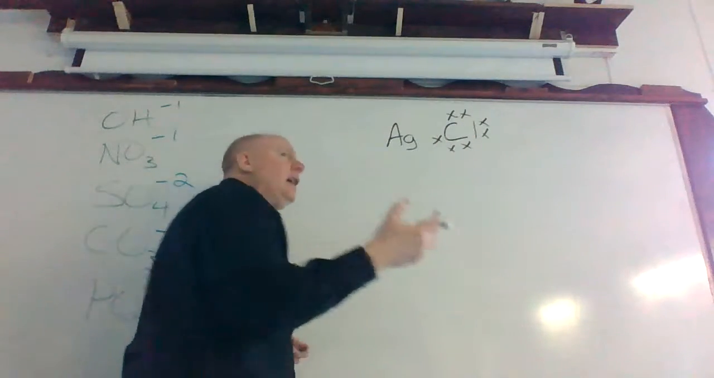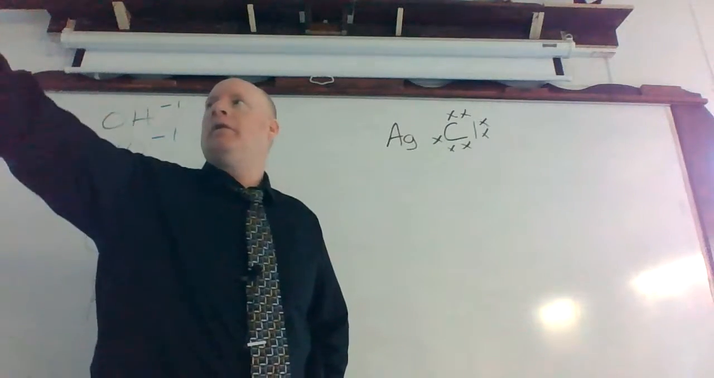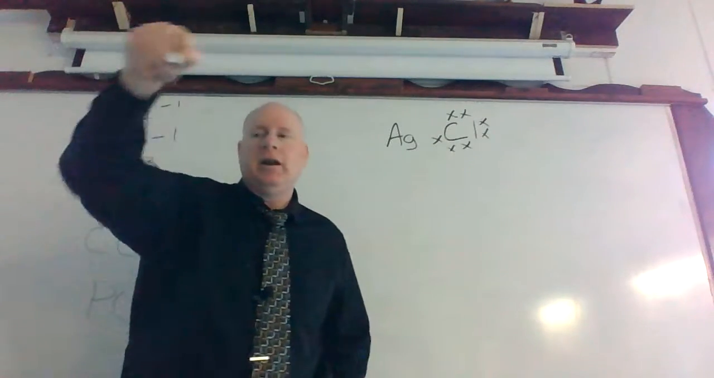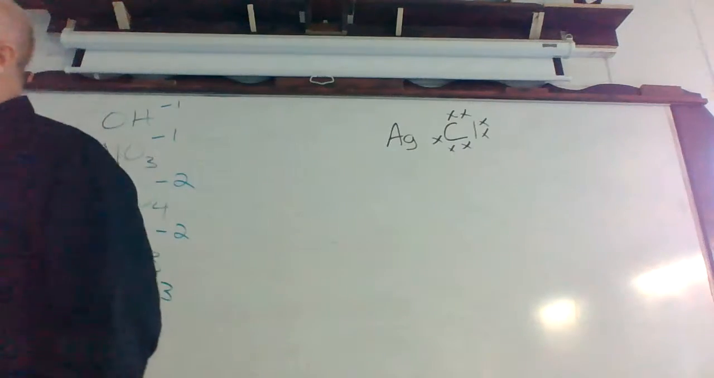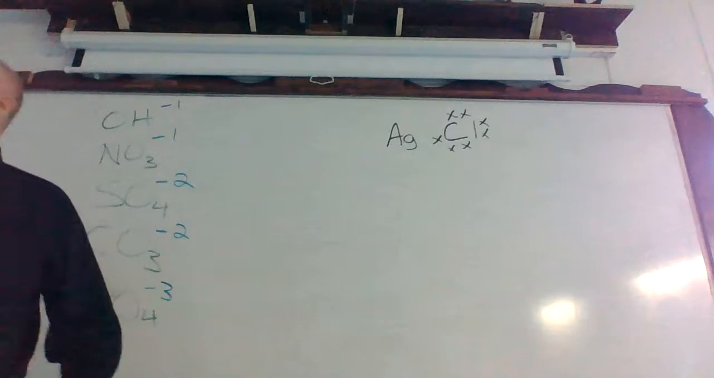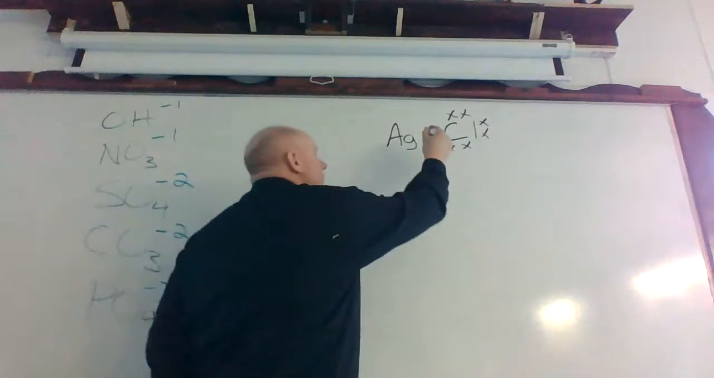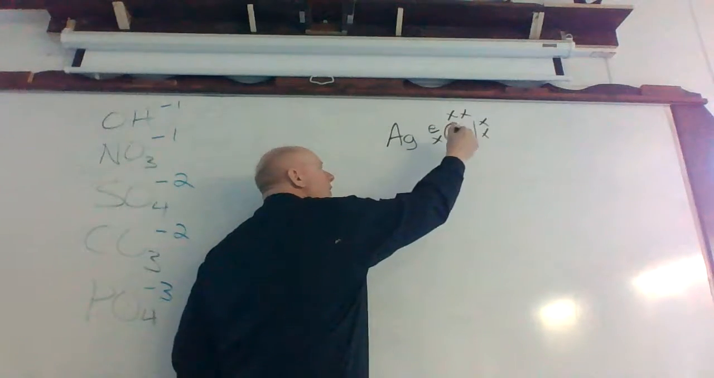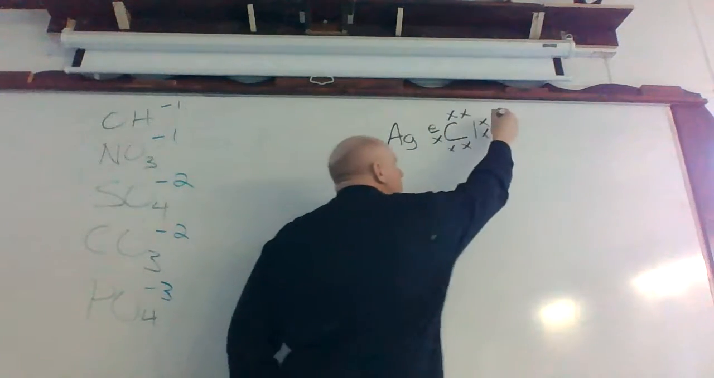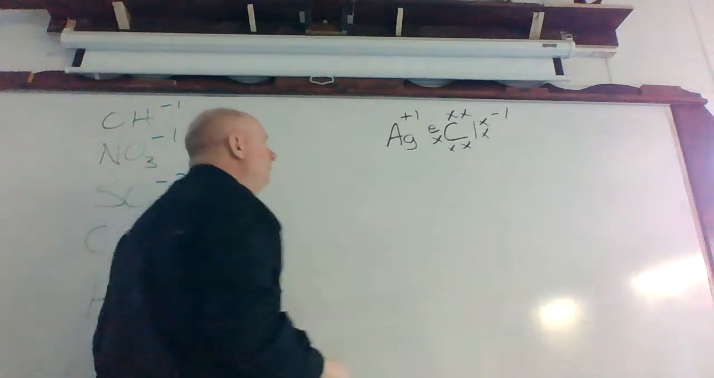Because it says inside your element box, when you find element 47, what does it say inside that box? +1. So that means it had 1 that gave it away. 1 what? 1 electron, and it ended up over here. So when this gained that electron, this became a -1. When this gave 1 electron away, it became a +1.